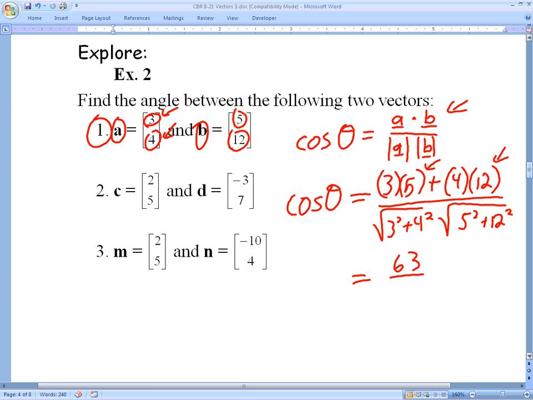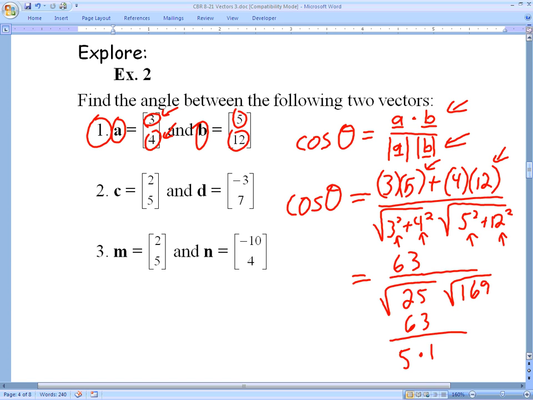And in the denominator, we've got the square root of 9 plus 16, which is 25. And then here we've got 25 plus 144, which is 169. And I know the square root of 25 is 5. I don't have to worry about the negatives because that was built into the formula here. Unless you're writing the radical, you don't have to worry about it. So it's a positive 5 here. So we've got 63 over 5 times 13.